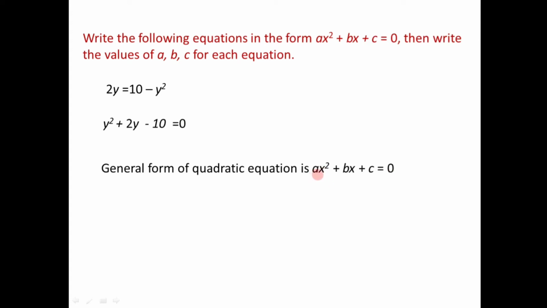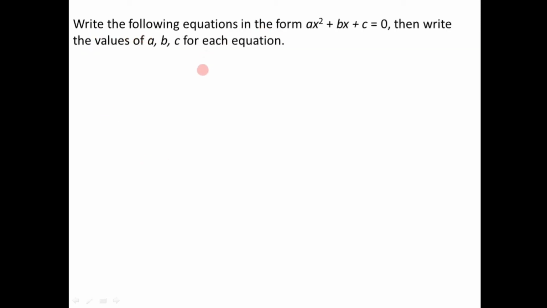a is nothing but the coefficient of the first term. So here the coefficient of the first term, that is y square, is not given, that's why it is 1. So value of a is 1. Next, b, that is the coefficient of the second term, is 2, that's why value of b is 2, and the constant term is minus 10, so value of c is minus 10. So these are the values of a, b and c for the given equation.